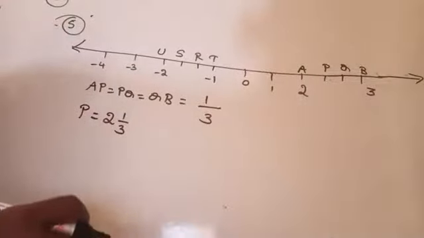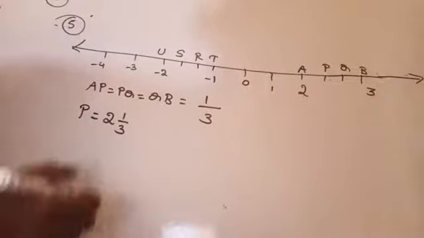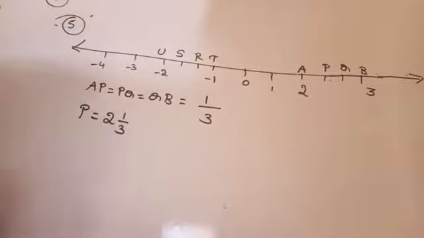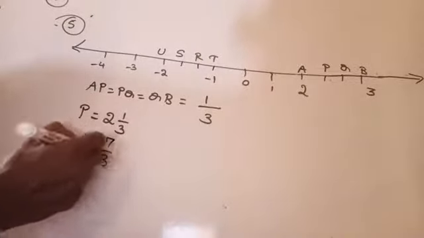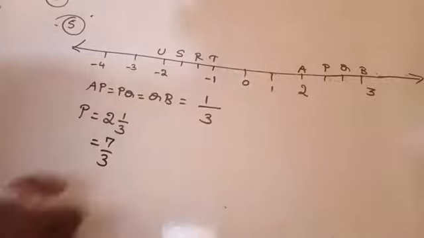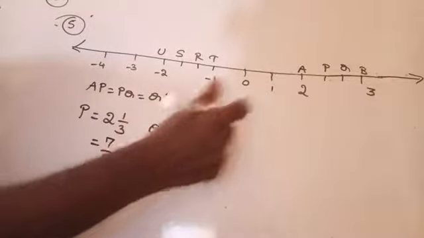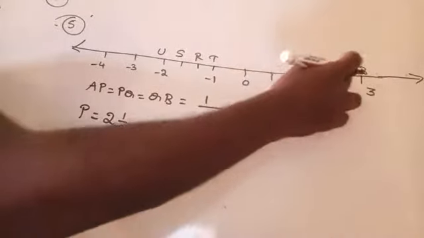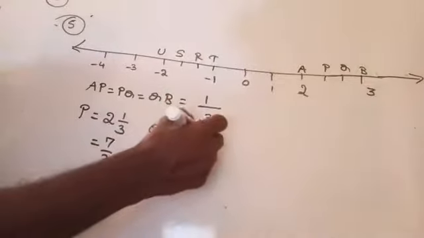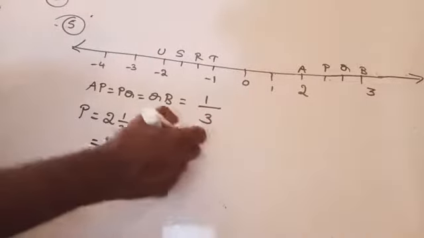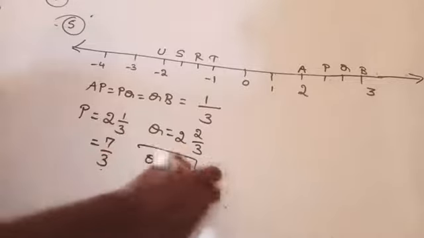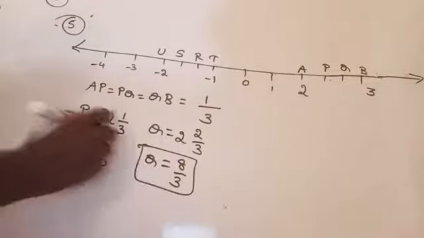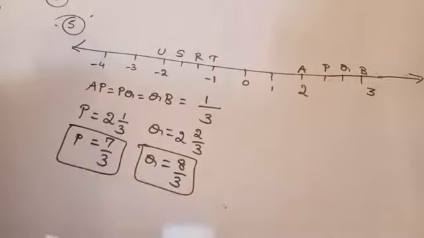2 1 by 3, or otherwise you can write 2 plus 1 by 3, no issue. Now convert this mixed fraction into an improper fraction. 2 3s are 6, 6 plus 1 is 7 by 3. Then Q. Q is 2, then 2 1 by 3, then 2 2 by 3. So 2 2 by 3 is 2 3s are 6, 6 plus 2 is 8 by 3. That is Q. Am I right here?